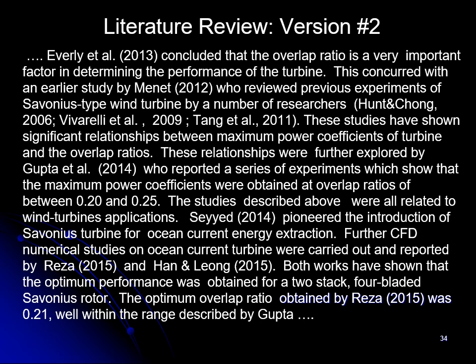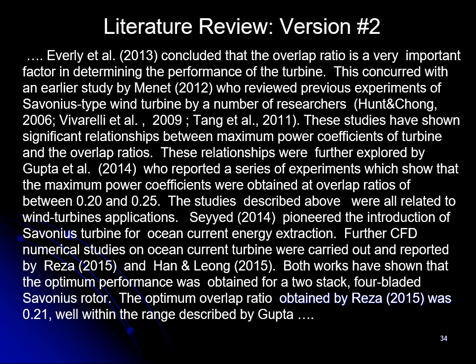So the relationship is very clear. Everly goes to Manet, Manet connected to the previous researchers, and then Gupta followed up, and then Said also followed up on that, and then Reda, Han and Leong also did the studies, and both works have shown that the optimum performance was obtained by the two-stack four-bladed turbine, and the overlap ratio was 0.21, well within the range described by Gupta.